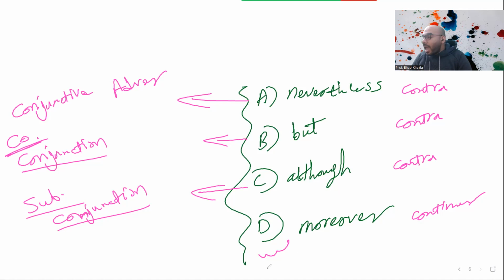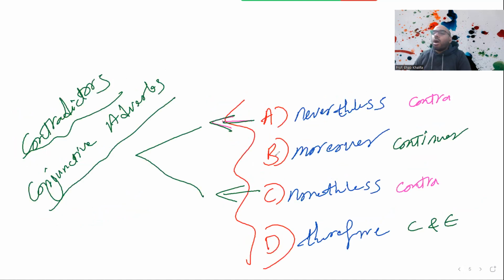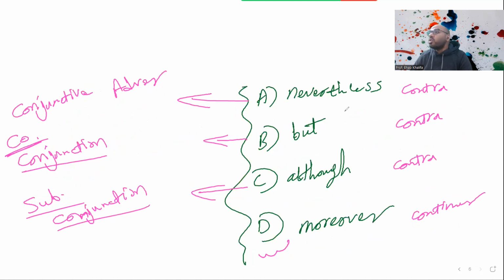I eliminate the answer choices if they are of the same type exactly. For example, nevertheless is a contradictor, nonetheless is a contradictor, nevertheless is a conjunctive adverb, nonetheless is a conjunctive adverb. So they do the same transitional function plus the same grammatical function. While when it comes to nevertheless, but, although, they do the same transitional function, but they do not do the same grammatical function. The three are totally different.